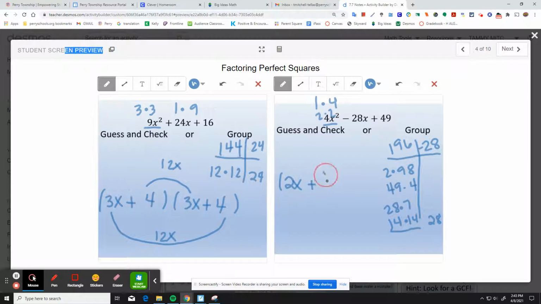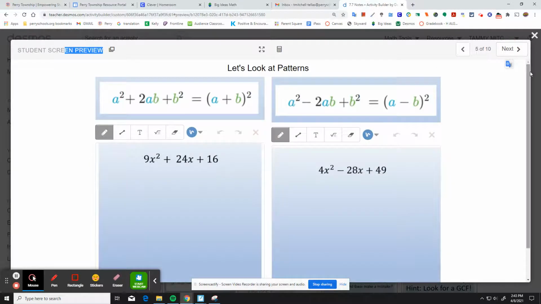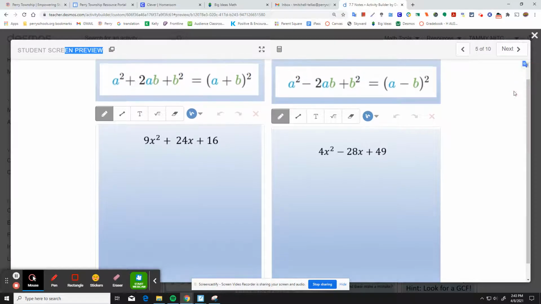So 2x plus something and 2x plus something. Okay, so we know that we want that to be 14x, and we know that we want this to be 14x. So if we divide 14x by 2, we end up getting 7. And this is the factored form of our trinomial up there. So that's cool. But there was an easier way we could have done that. So I'm going to show you this little trick.